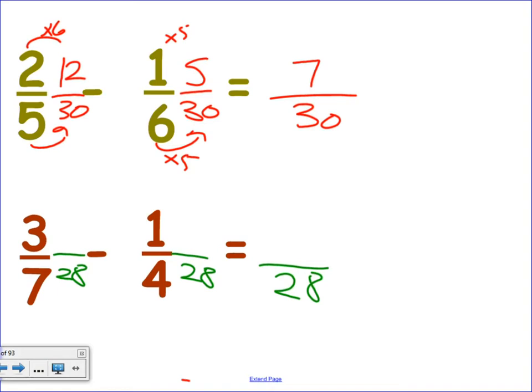So what do I have to do to the top? So it becomes 12. Wrong way round, dyslexic. Right, 12 over 28. Everyone happy with that? So 3/7 is exactly the same fraction as 12 over 28.